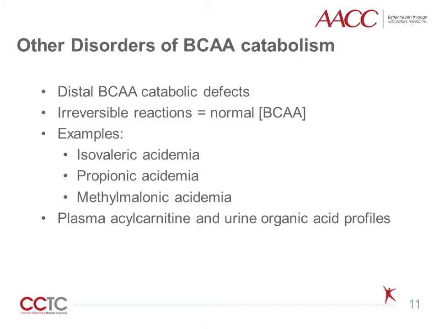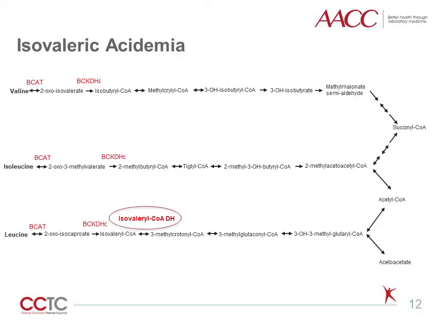Rather, they are associated with a buildup of intermediates proximal to the enzyme defect and are classified as organic acidurias. Therefore, laboratory diagnosis of these disorders relies on plasma acylcarnitine and urine organic acid profiles rather than amino acid quantification. In the next few slides, we will briefly describe the clinical features, diagnosis, and treatment for isovaleric, propionic, and methylmalonic acidemia. Isovaleric acidemia is an autosomal recessive disease caused by reduced function of isovaleryl-CoA dehydrogenase.